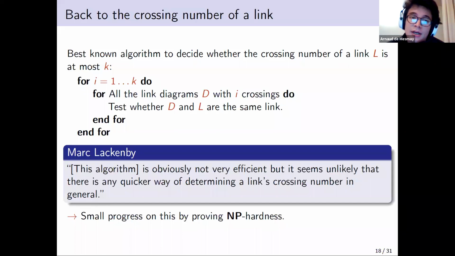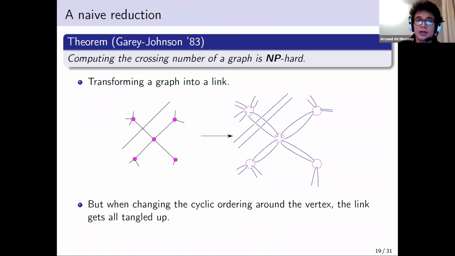So that's really complexity-wise something very bad. And prior to our work, it was unclear that it was even NP-hard. There's this quote in a nice survey by Lackenby where he says, well, it's unlikely that there's anything better. But well, this is not a proof. And so we make a small progress on this by proving that this is NP-hard in the setting of links. Once again, for knots, we don't know how to prove it. So let's see a bit how this works.